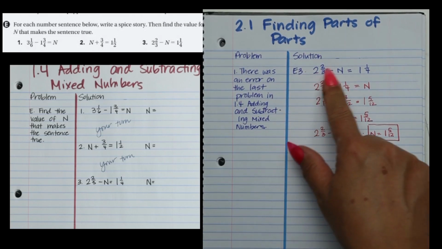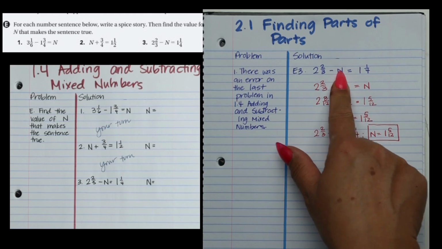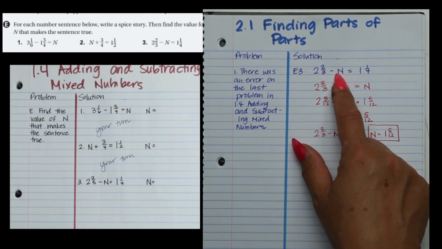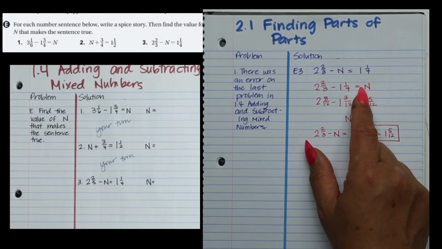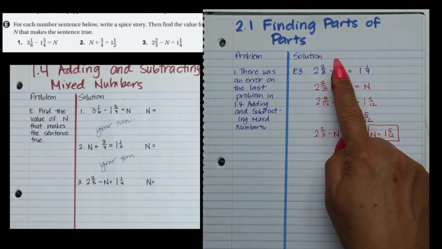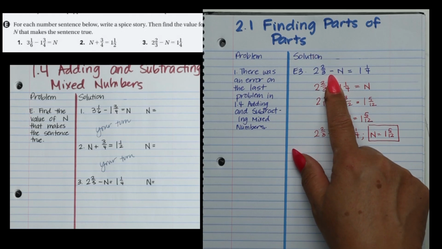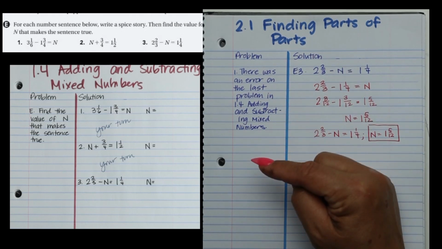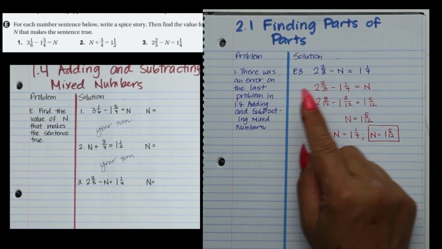If you have an unknown as part of a subtraction problem, you need to isolate n, move what you know together on the other side. You're not going to change the operation. I did that over there. You're not supposed to change the operation.